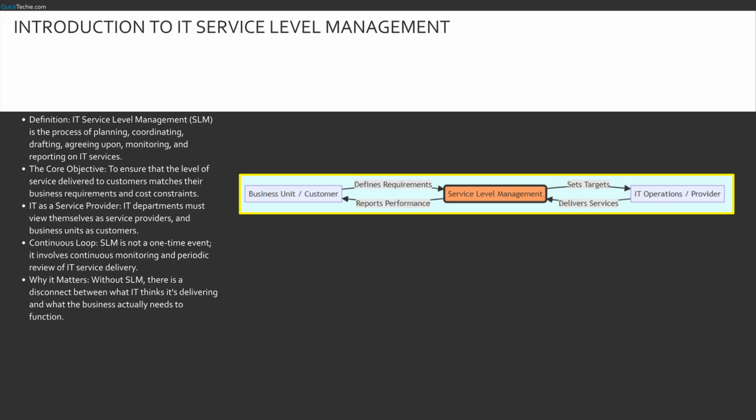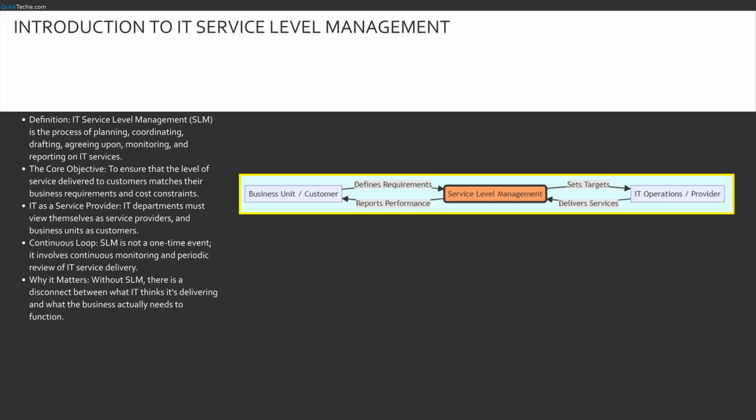Think of IT as a service provider and the business unit as the customer. If the customer expects 24/7 availability but IT only staffs for 9 to 5, you have a gap. SLM closes that gap. It forces a conversation about needs versus costs. It transforms IT from a black box into a transparent partner where expectations are negotiated and documented.